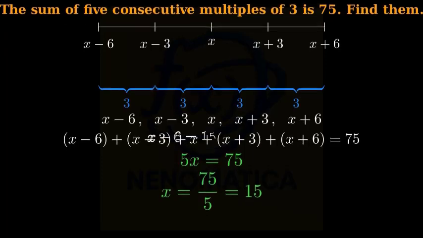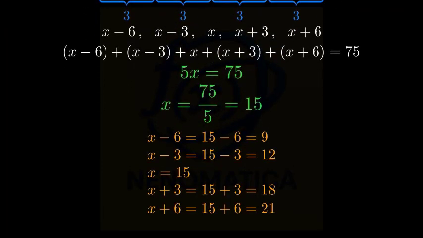Step 5. Substitute x equals 15 back into each expression. In the same order, x minus 6, x minus 3, x, x plus 3, and x plus 6. Therefore, the 5 consecutive multiples of 3 are 9, 12, 15, 18, and 21.